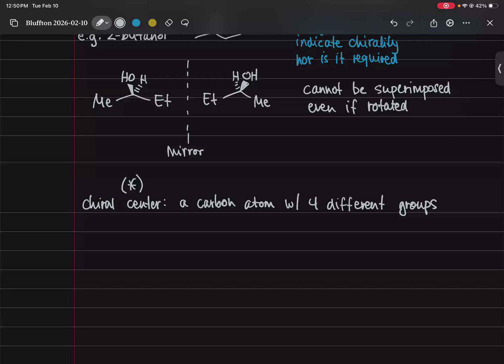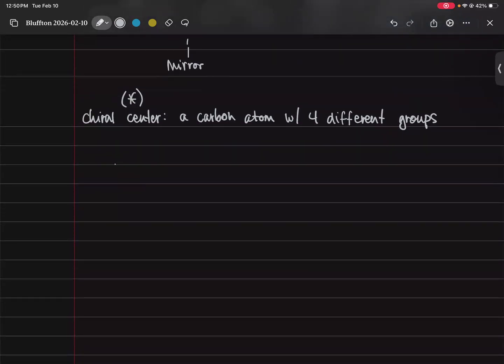So what does it mean to have 4 different groups? That's kind of just like our example we already did. Okay, we've got a chlorine, we have a methyl group, we have an ethyl group, and we have a hydrogen that's not drawn. So that's 4 different substituents: chlorine, methyl, ethyl, and hydrogen. And so that carbon there is a chiral center or a stereocenter.